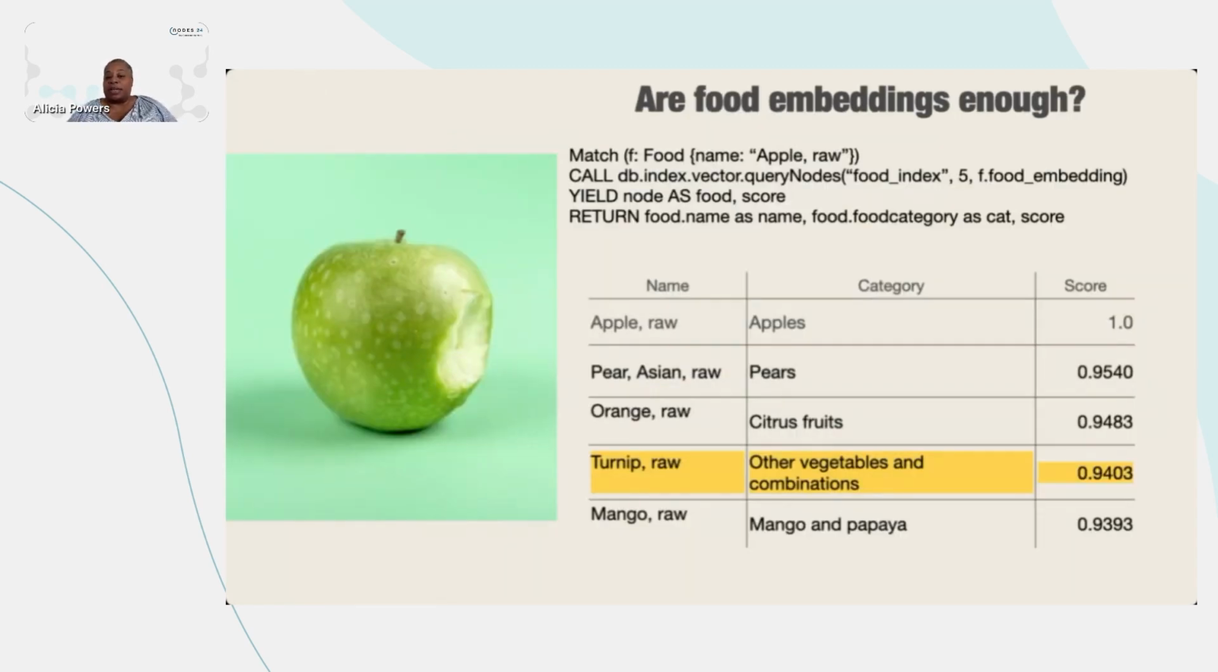So I started simple. I said, give me the similarities, the closest embeddings for Apple Raw. And the results were not exactly what I expected. Pear seems right, Asian pear. I was surprised by the specificity. But I also got orange. We have a saying in the States of comparing apples to oranges, this idea that they're not the same thing. And orange came in second. And then I also got turnip raw, which I think texture wise, maybe they're similar, but I was really surprised by that. And then I got mango raw. So I was surprised by what I was getting in terms of the embeddings that way.